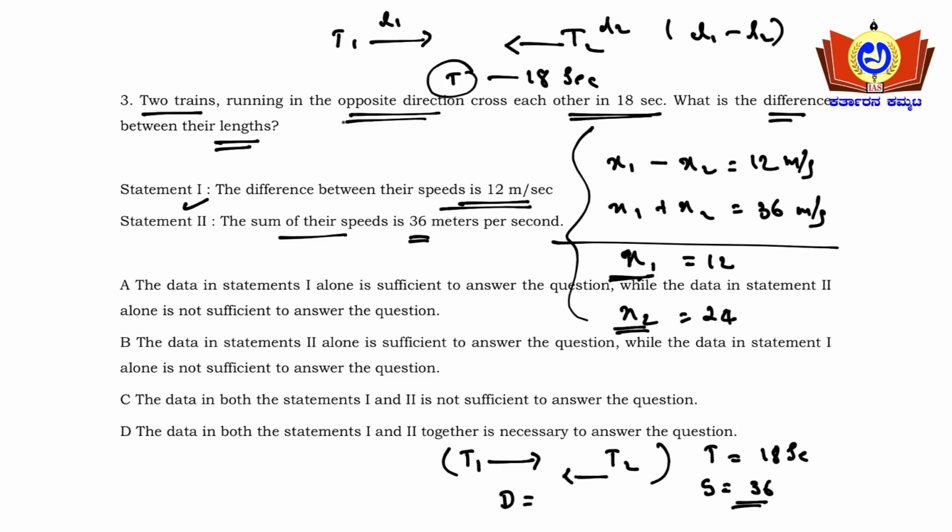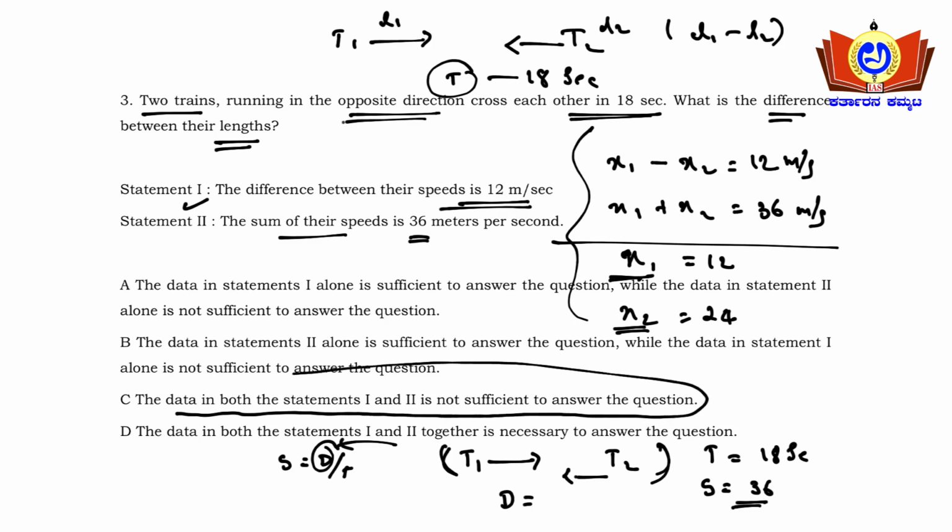Speed is equal to distance upon time. So what is this distance actually? This is the length of the two trains, my dear friends. We can find the total length of the two trains, but the question is asking what is the difference between their lengths. That we are not able to find out here. Hence option C, the data in both statements 1 and 2 is not sufficient to answer the question. This is the right answer. Okay, so moving on to the next question.